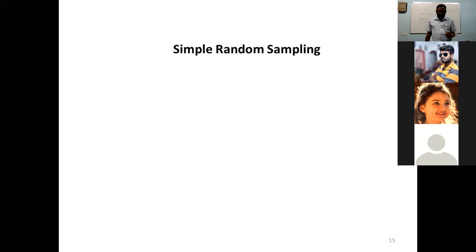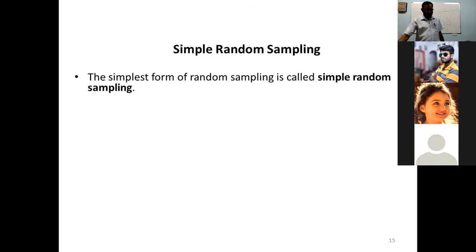But statistically, random means each object in the population will have an equal chance to be selected. Each member in that population will have an equal chance. So that is the principle of random sampling. The simplest form of random sampling is called simple random sampling. Probability is something different; don't mix things. I will come to that. Yes, in simple terms, everyone has an equal chance to be selected.